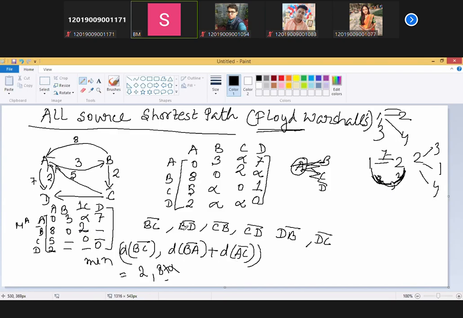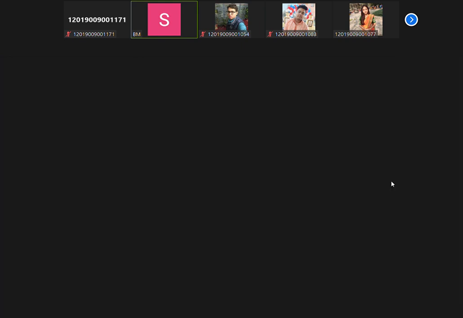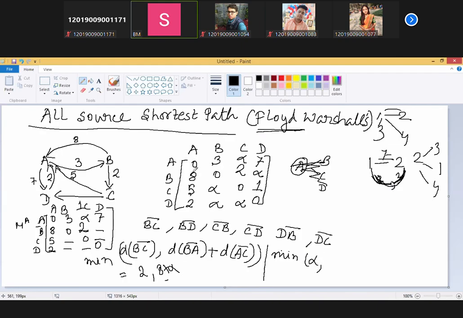Next, what about BD? The distance of BD is already infinity. The distance of B to A, which we just took, is 8. The distance of A to D is 7. So you add them and get 15. Take 15 here. Okay.